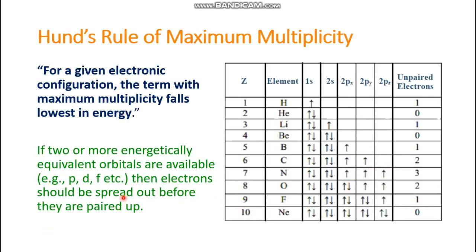Therefore, if two or more energetically equivalent orbitals are available, suppose p, d and f, this is not applicable for s because s has only one orbital, but p has 3 orbitals, d has 5 orbitals, f has 7 orbitals. This way, p, d and f are given as examples. So in that case, electrons should be spread out before they are paired up. So first of all, they will be occupying the orbitals with unpaired spin, then they will start pairing up. And here we have calculated the overall number of unpaired electrons.